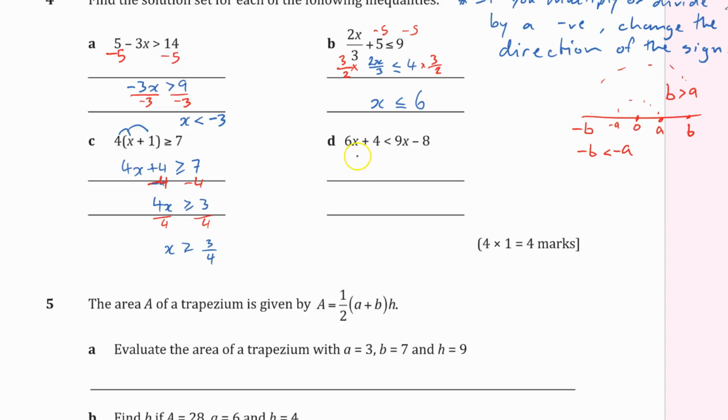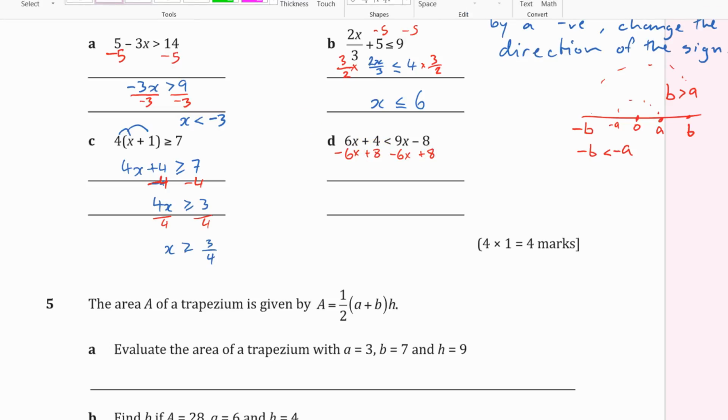Last one here. 6x plus 4 is less than 9x minus 8. I've got more x's on the right-hand side, so I want to get rid of them from the left-hand side. This is a positive 6x, so a negative 6x will cancel it out. I subtract 6x from each side. If my letters are going on the right, I want my numbers over on the left, so the opposite of subtracting 8 is to add 8. So I add 8 to each side, and now I've got rid of all of them from the right-hand side.